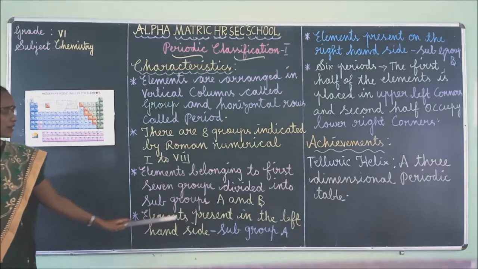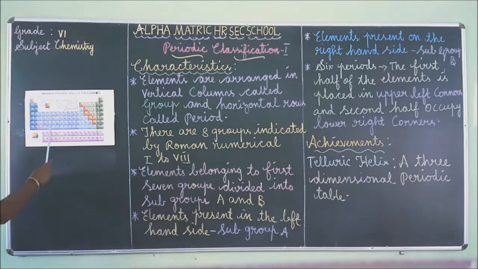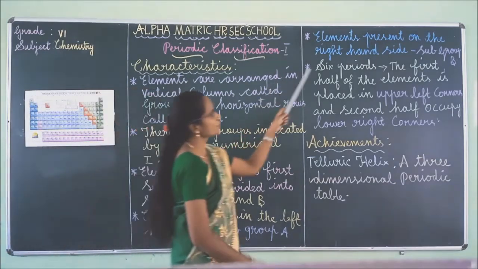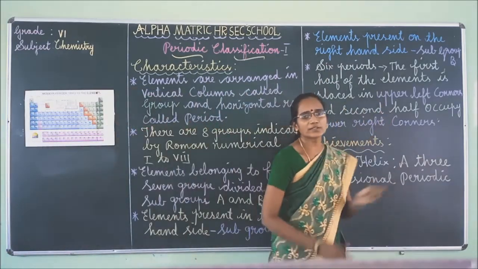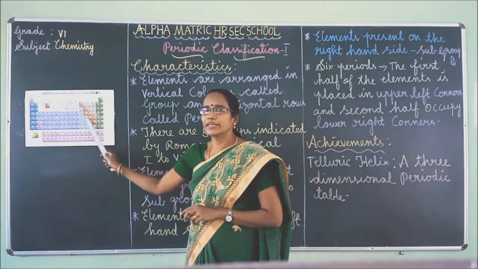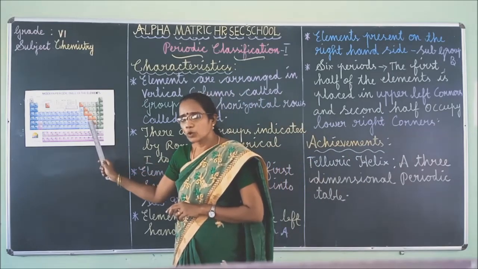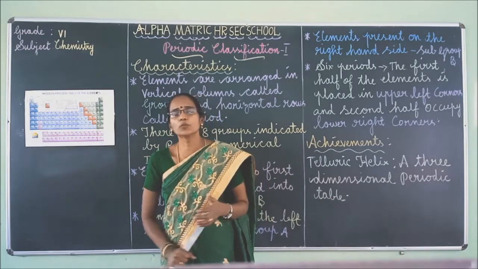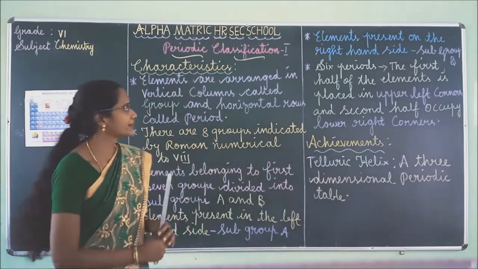and the elements present on the left hand side. These elements are present on the left hand side, isn't it? So these elements are segregated into subgroup A, whereas elements present on the right hand side are segregated into subgroup B. These are on the right hand side, this is subgroup B, elements present on this side, and on the left hand side subgroup A elements were accommodated, right?